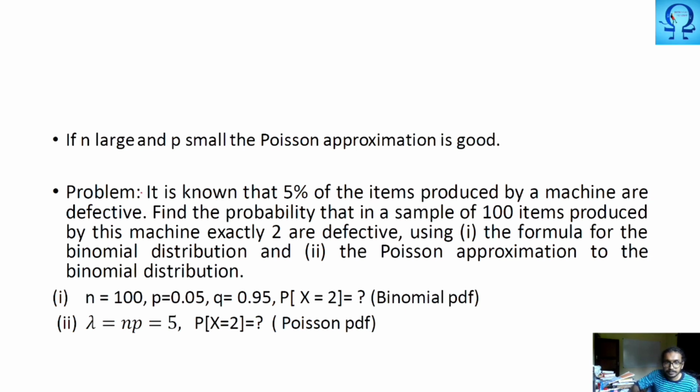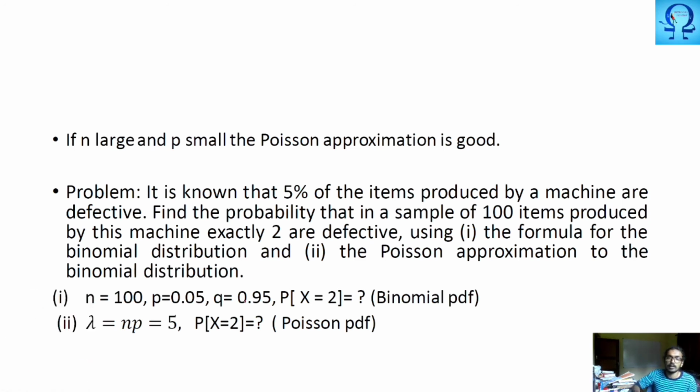So moving further, we say when n is large and p is small enough, even though it is a binomial experiment, we can use Poisson. We can approximate it. We have a problem here that says that 5% of the items produced by a machine are defective. We are asked to find the probability that in a sample of 100 items produced by this machine, exactly two are defective. That is what we need to find, using the formula for binomial distribution and the Poisson approximation to binomial distribution.